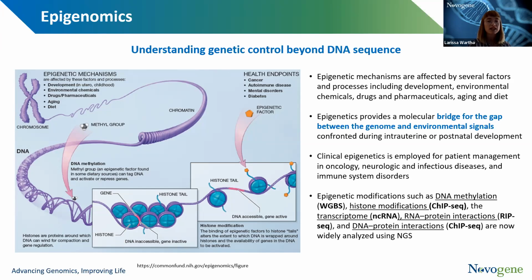And epigenetic modification can now be widely analyzed using NGS. For example, DNA methylation can be analyzed using whole genome bisulfite sequencing. Histone modification and DNA-protein interaction can be analyzed using ChIP-seq. You can look at non-coding RNAs by RNA sequencing, and you can also look at RNA-protein interaction using RIP-seq.